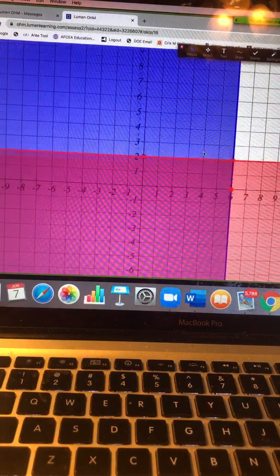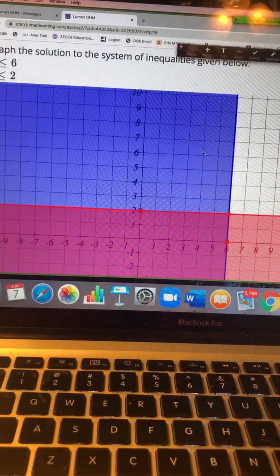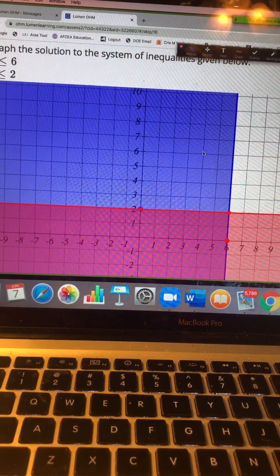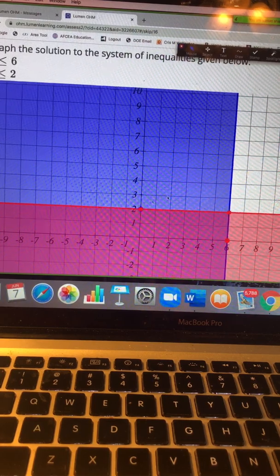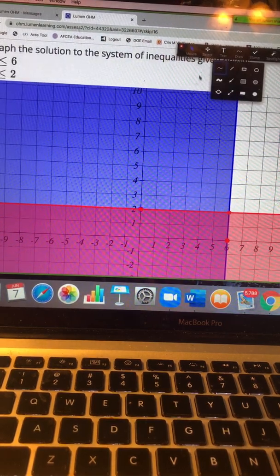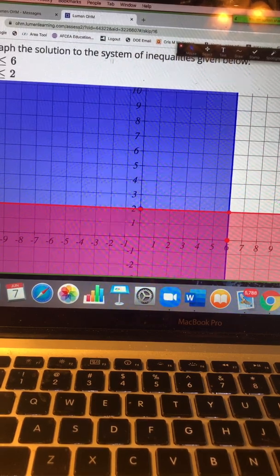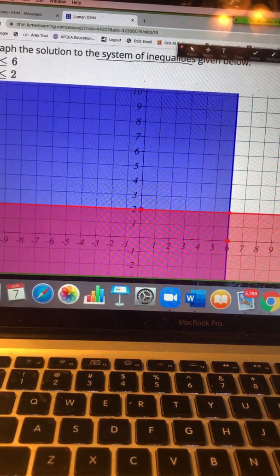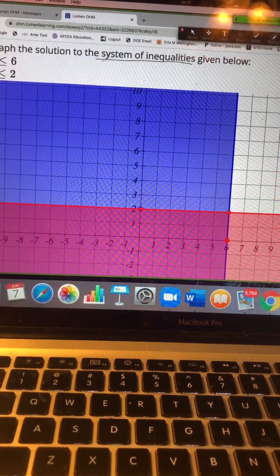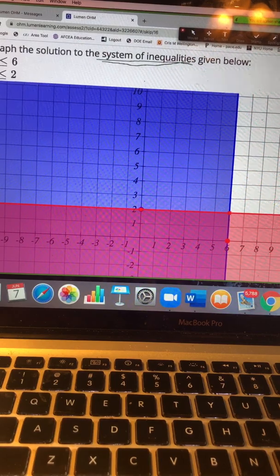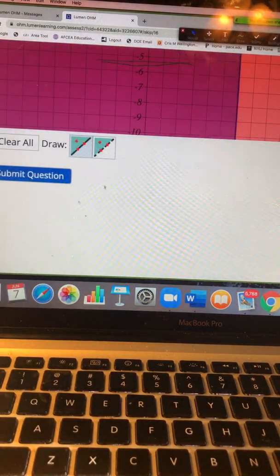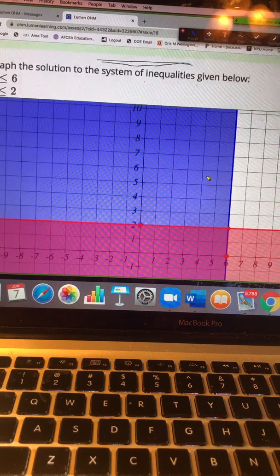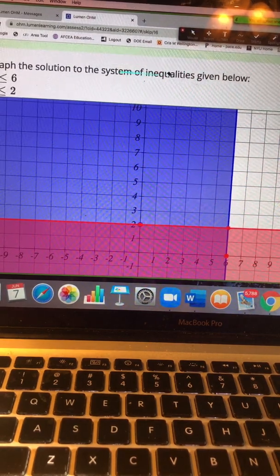Again, that was the answer to number 16. X is less than or equal to 6. Y is less than or equal to 2. That's the inequality right there. This is called a system of inequalities. Again, it's called a system, just like a system of equations, because you have more than one inequality. So let's check this and see if we did everything right. Again, we're correct. All right, so let's move on to another inequality.